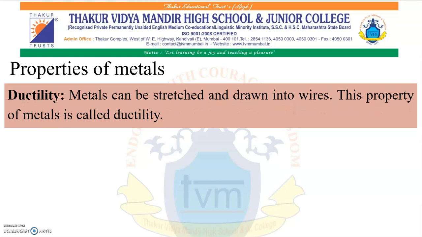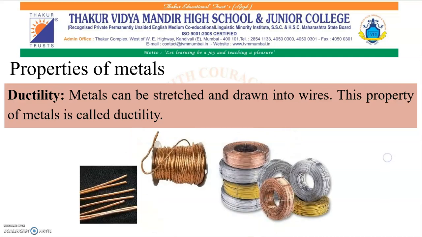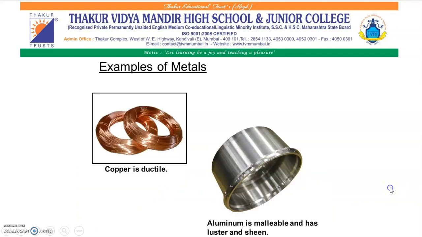Ductility. Metals can be stretched and drawn into wires. This property of metal is called ductility. The picture shows the wires which are made up of different metals. So, copper is ductile as it can be converted into wires, and aluminium is malleable as it can be hammered into sheets.